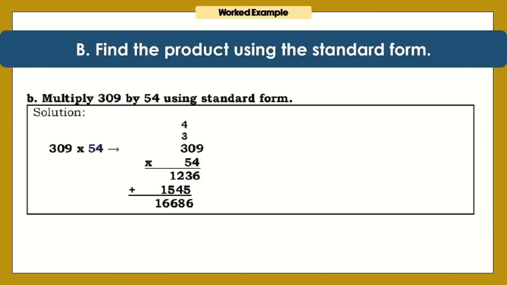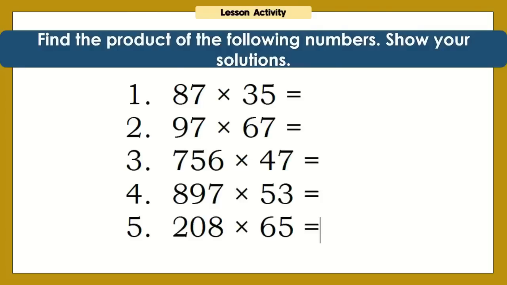Multiply 309 by 54 using standard form. The correct answer is 16,686. Find the product of the following numbers. Show your solutions. 87 times 35, 97 times 67, 756 times 47, 897 times 53, 208 times 65.